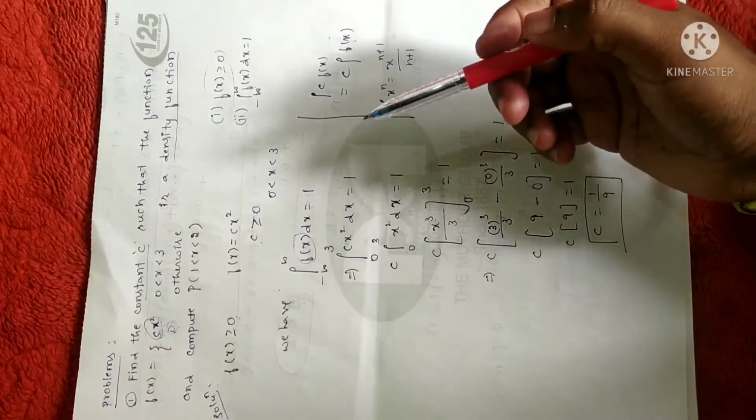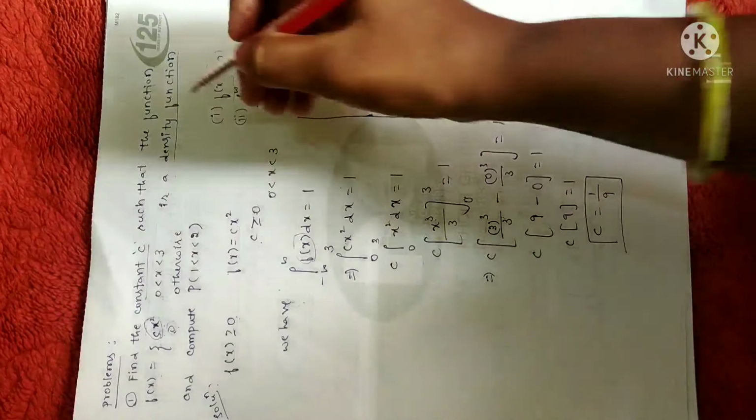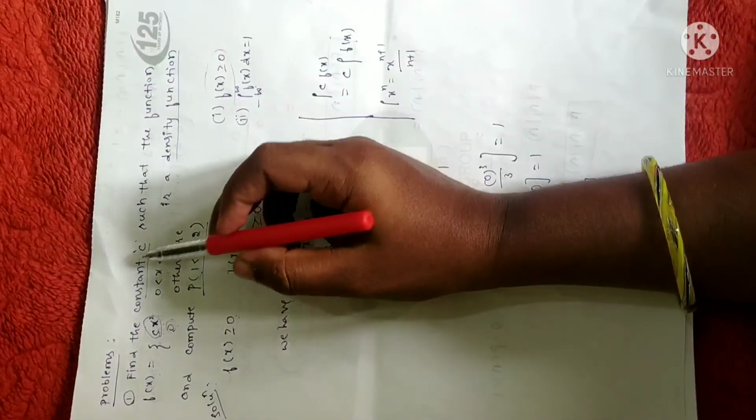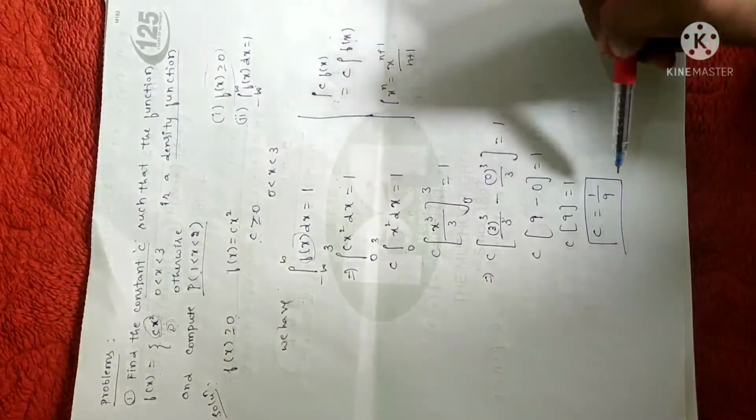Clear? Next, we have to find the probability. Here you have two questions. The first one is we have to find c, which we have already done.